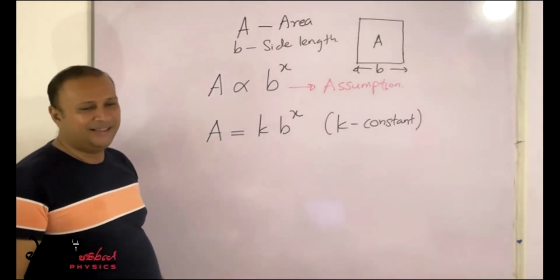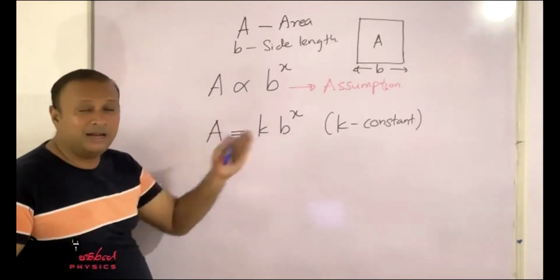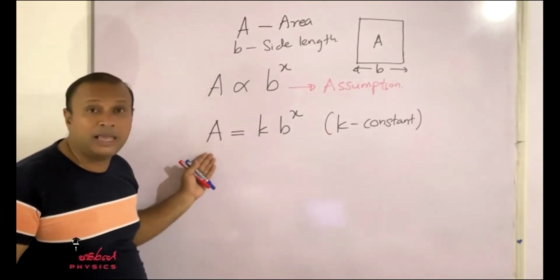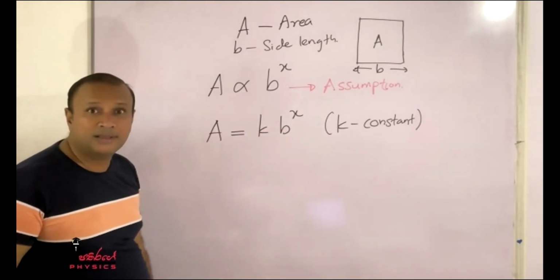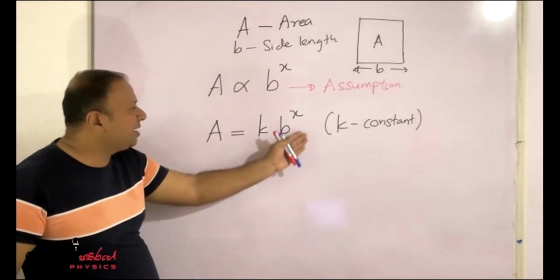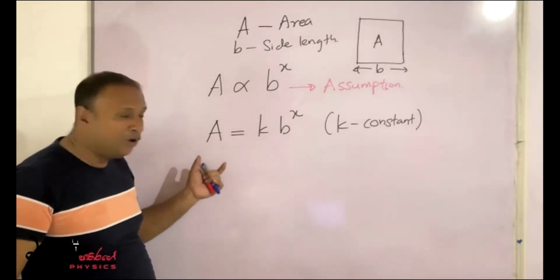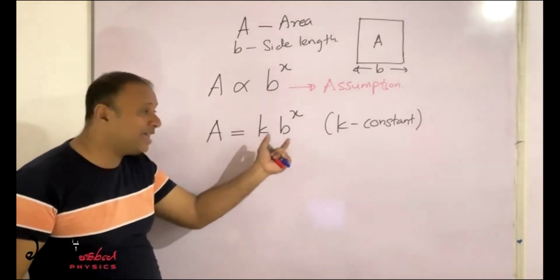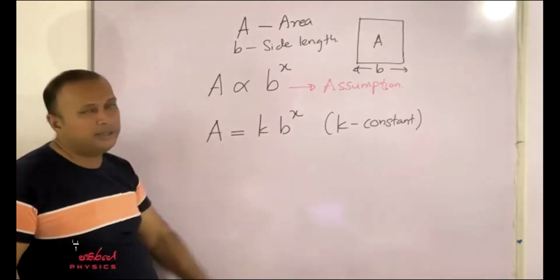Yes, sir. But the thing is, there are limitations. What are those limitations? I have to be aware of A, K, and B. Otherwise, I cannot calculate x. Therefore, I should know the dimension of A. I should know the dimension of K as well as B. If I know them, then I can determine the x.